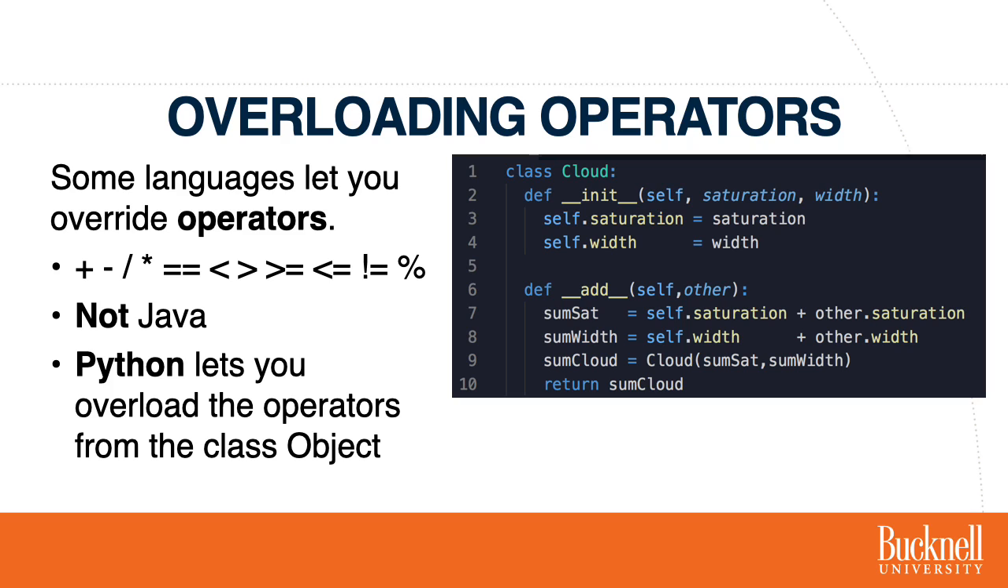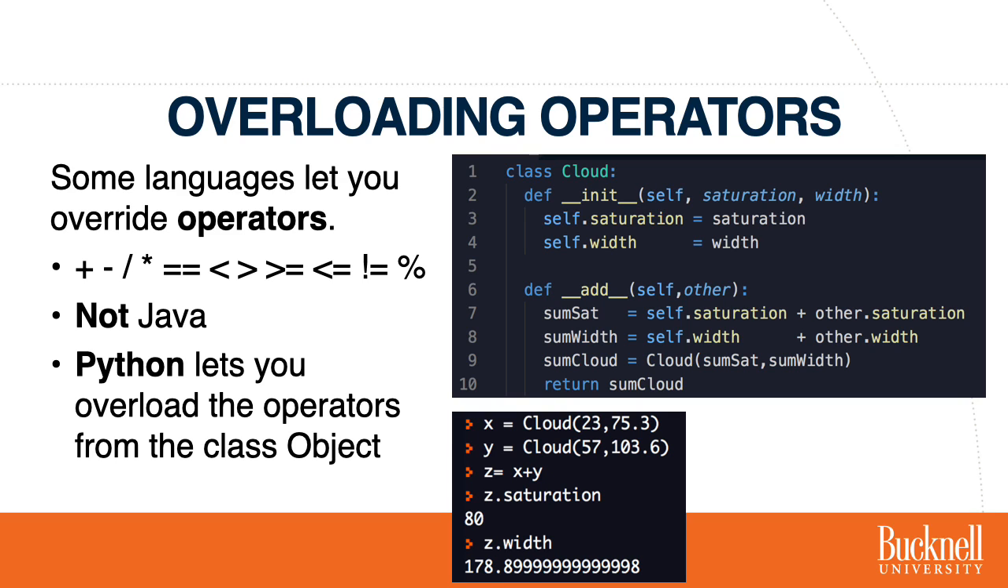All objects in Python inherit from the class object, and they inherit functions such as add. Here we've created a class called cloud, which defines an add function where we add the saturation of one cloud to the saturation of another cloud, and the width of one cloud to the width of another cloud. Given a cloud X and a cloud Y, we can sum them together to create a cloud Z, which will have saturation and width that is the sum of the two clouds' individual saturations and widths.